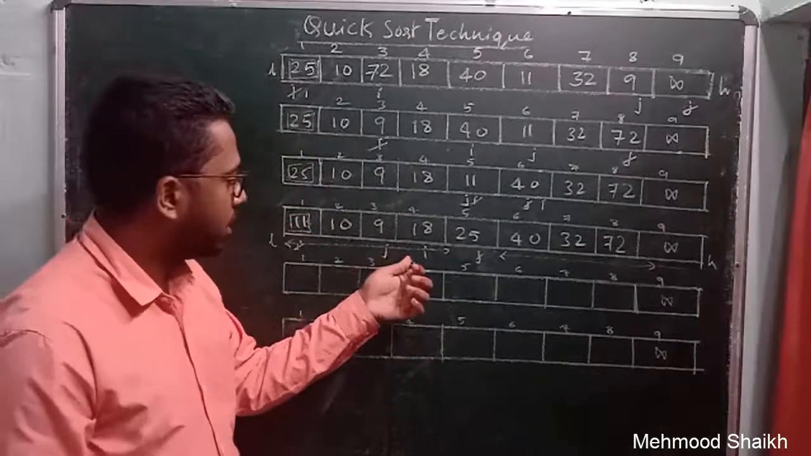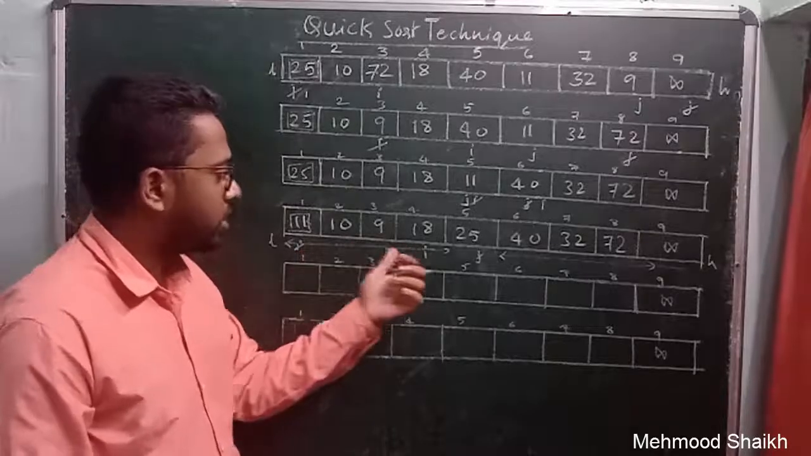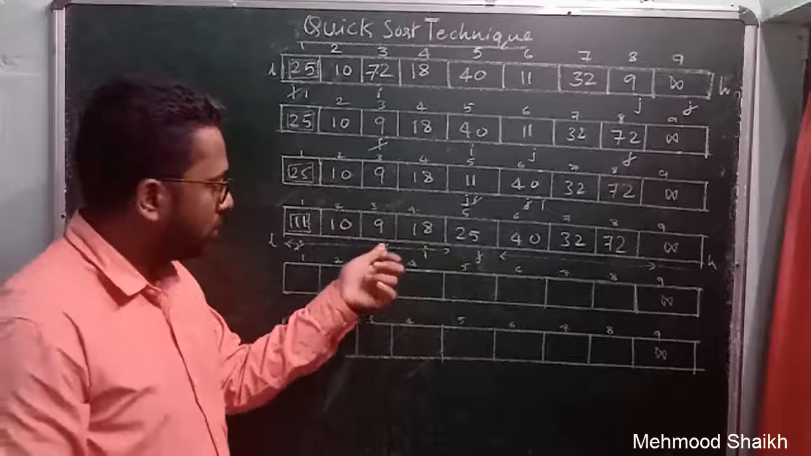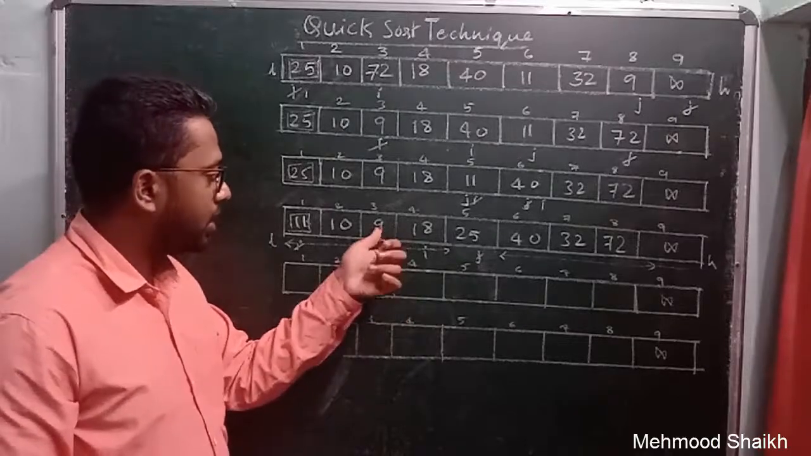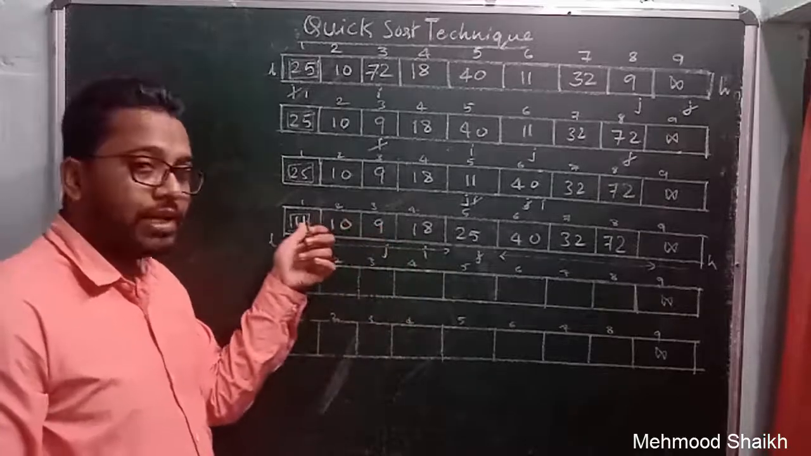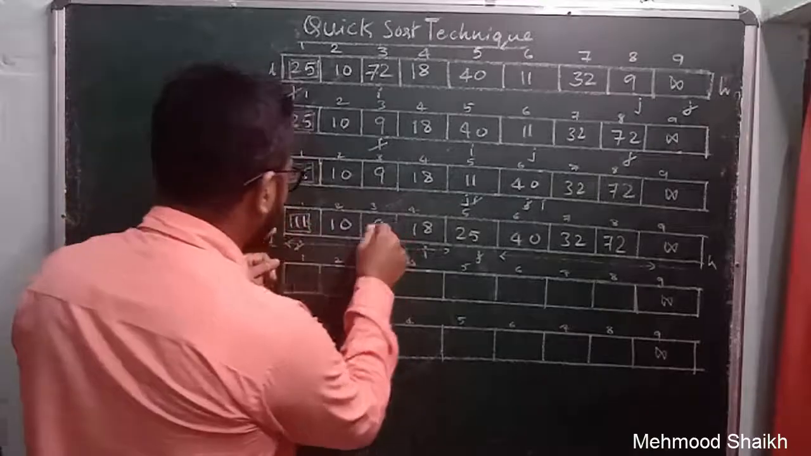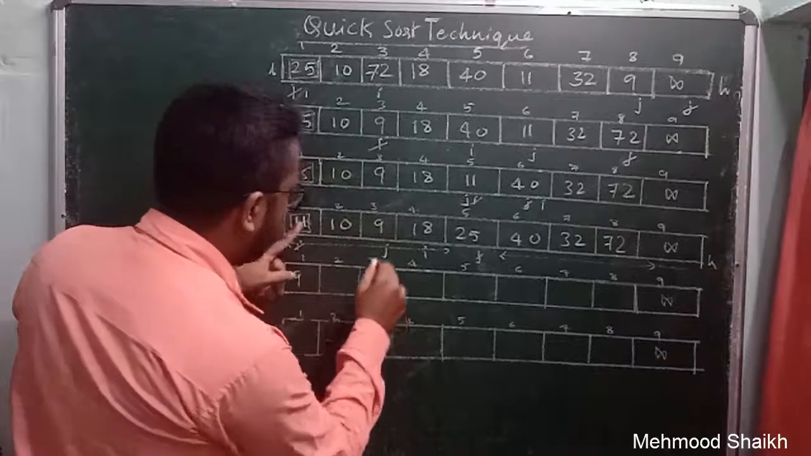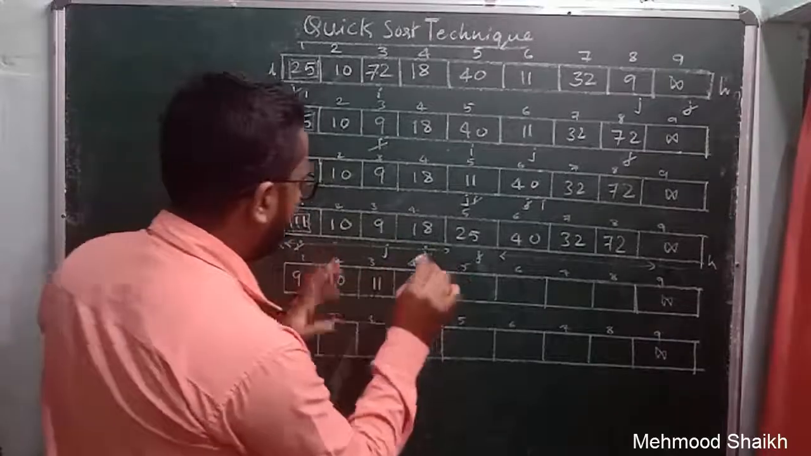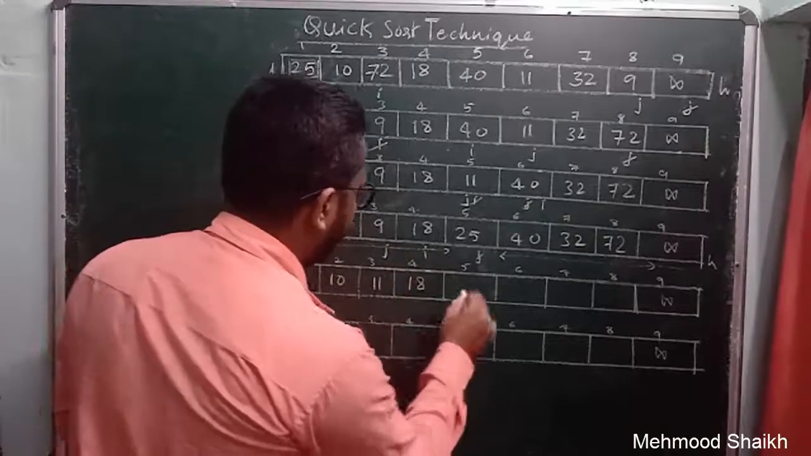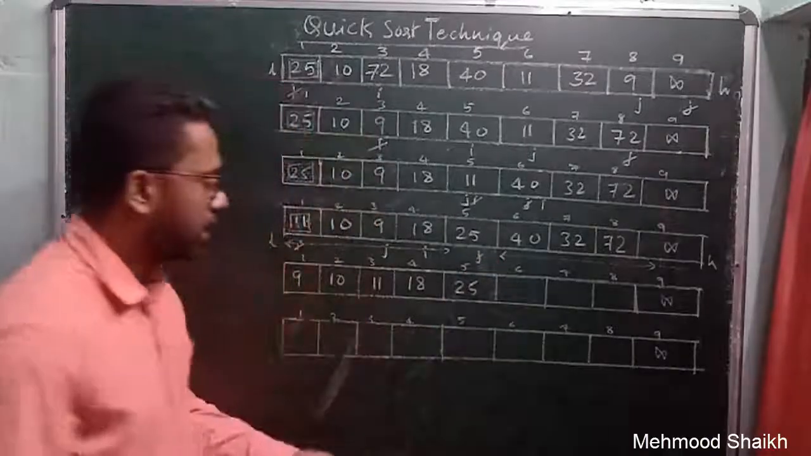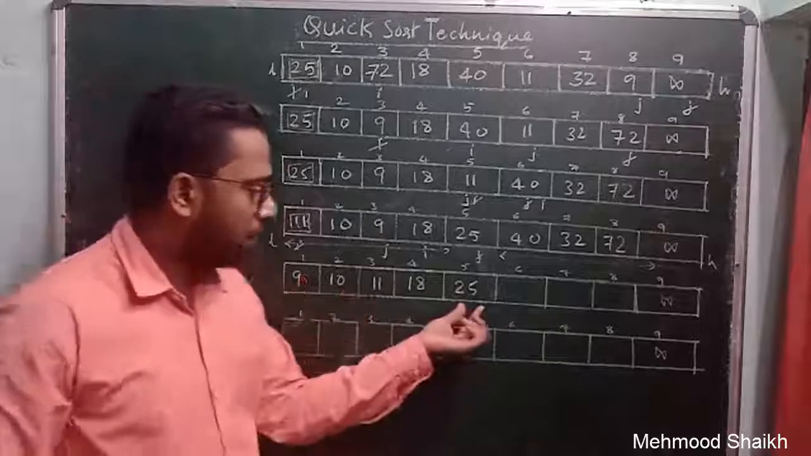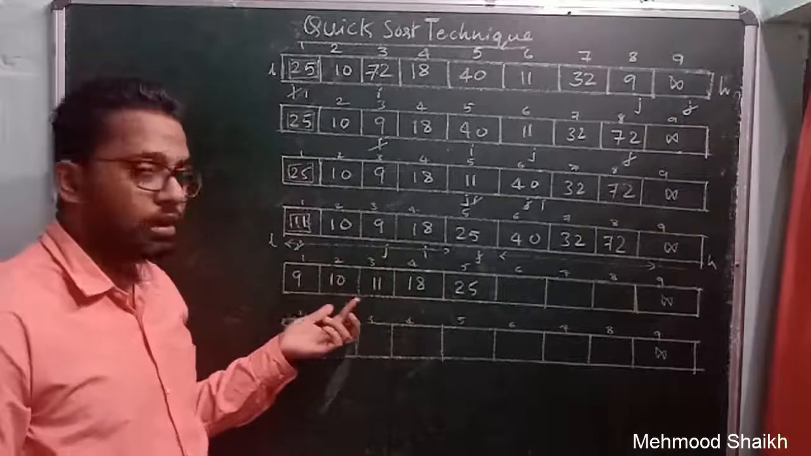Now you can see I has crossed j, and I have told you that whenever I crosses j, whichever element j is pointing to, that element needs to be replaced with the pivot element. So now we will put 9 in the place of 11 and 11 in the place of 9, and all the elements will be kept as they are. And 25 will be in its sorted position. Now you can see all the elements on the left side of the partitioning index are sorted completely.